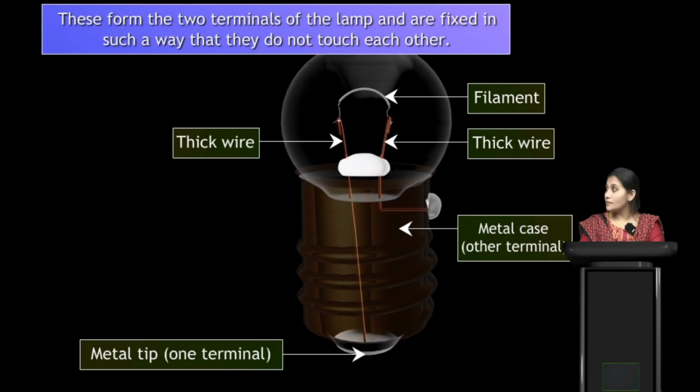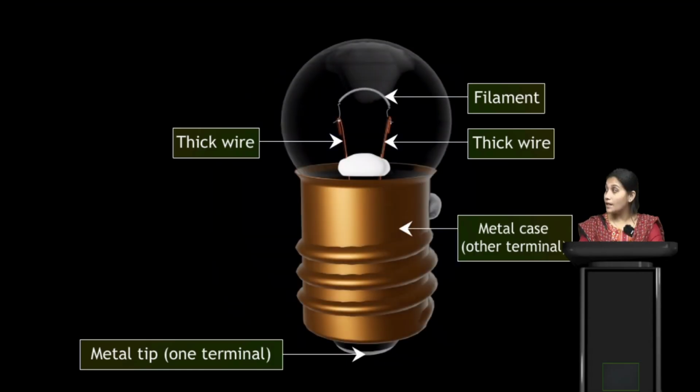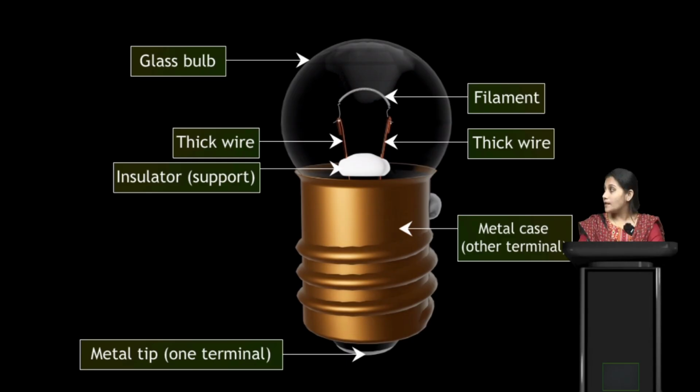So one terminal is connected to the metal case and the other terminal is connected to the metal tip. Okay. So these form the two terminals of the lamp and are fixed in such a way that they do not touch each other. Means these two wires are connected in such a way that they don't touch each other. Okay. Then what comes?